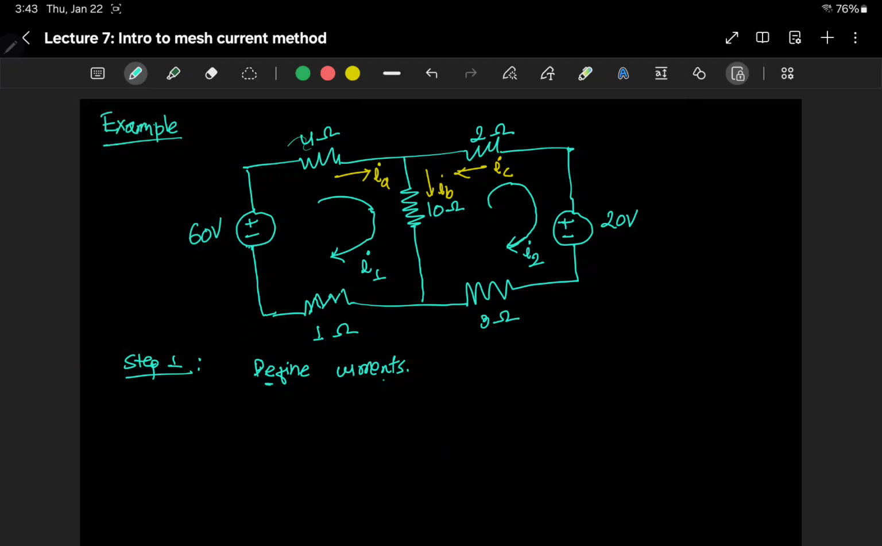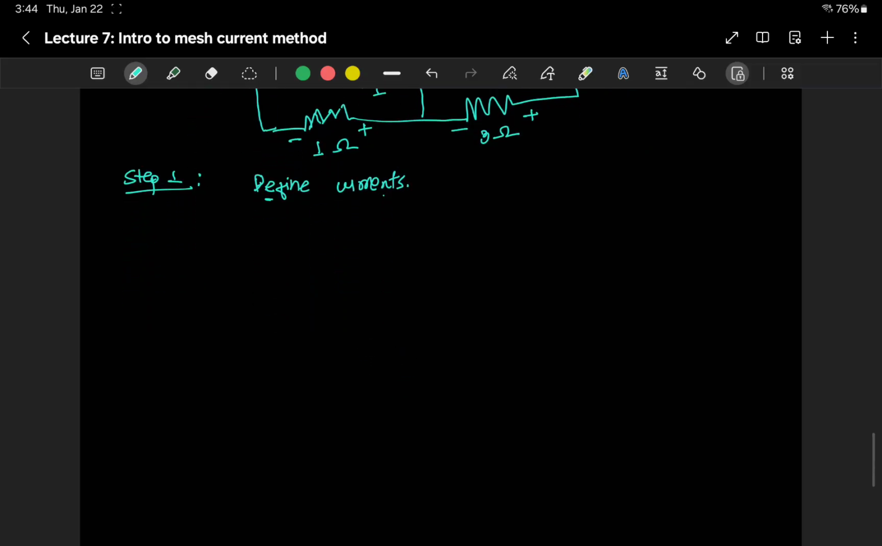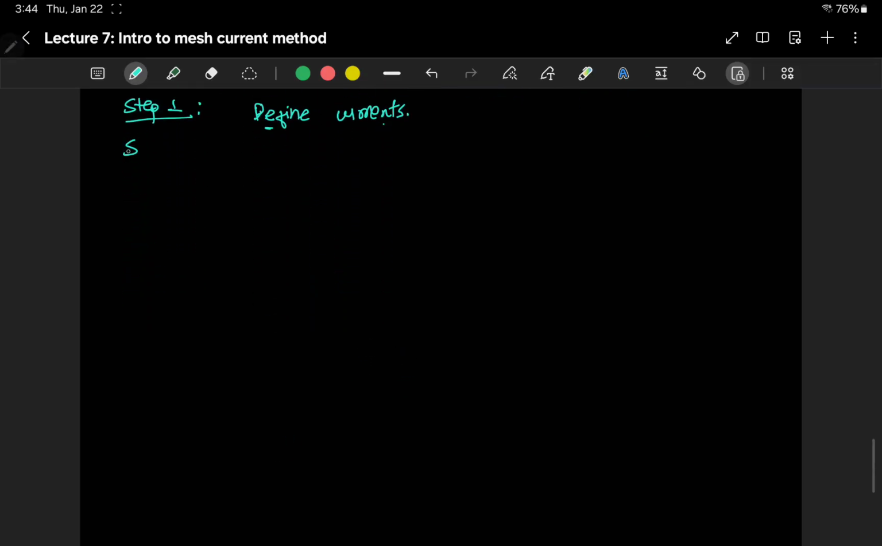So for the outer surface, we can do this as usual, assuming the current goes this way. So it will always be this, and we'll leave the inner 10 ohm resistor for now, because the current direction depends on which mesh we are considering. So now move to step 2. Step 2 is doing the KVL.